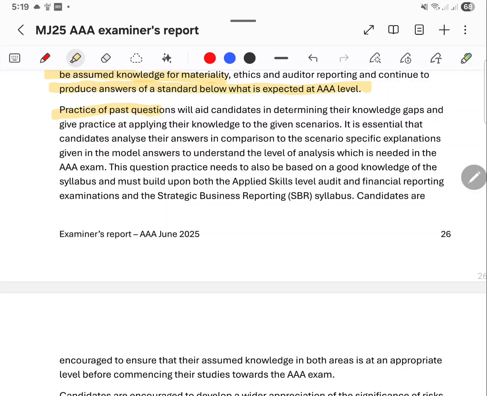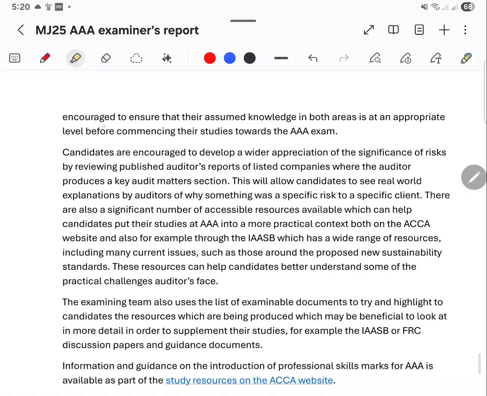Practice of past questions will aid candidates in determining their knowledge gaps and give practice at applying the knowledge to the given scenario. It is essential that candidates analyze their answers in comparison to the scenario-specific explanations given in the model answers to understand the level of analysis which is needed in the AAA exam. This question practice needs to also be based on good knowledge of the syllabus and built upon both the applied skills level Financial Reporting examination and Strategic Business Reporting syllabus. Candidates are encouraged to ensure their assumed knowledge in both areas is at an appropriate level before commencing their studies towards the AAA exam.